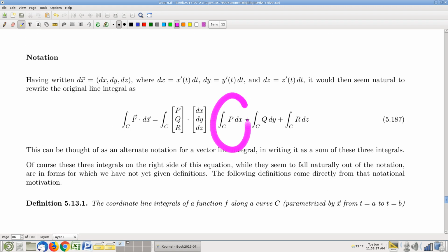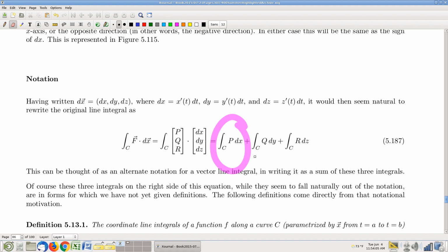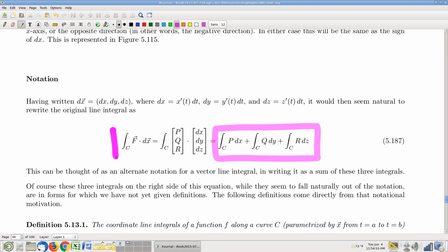Let's talk about, going forward, what do I mean by the integral of a scalar valued function times dx? What I mean is exactly as suggested by the notation previously. By dx, I mean x prime, a scalar, x prime dt. dy is y prime dt, etc. Okay, so why would I want to do this? Who would prefer this notation to this notation?